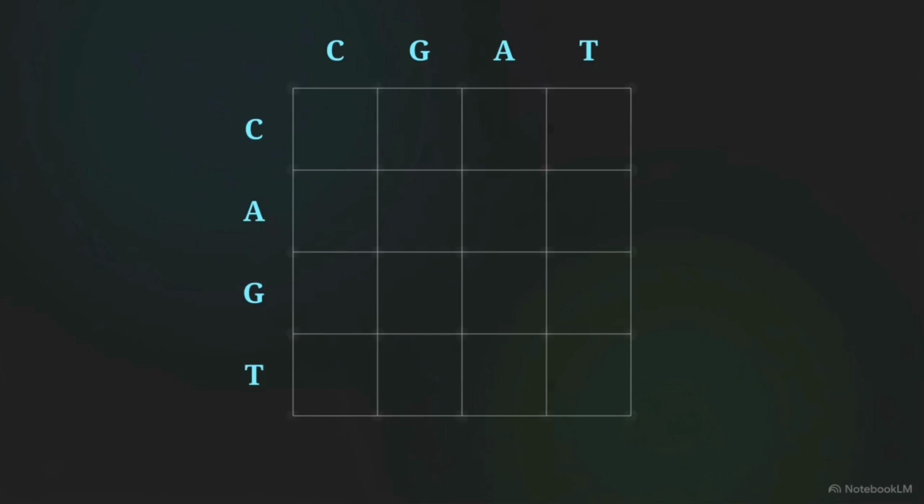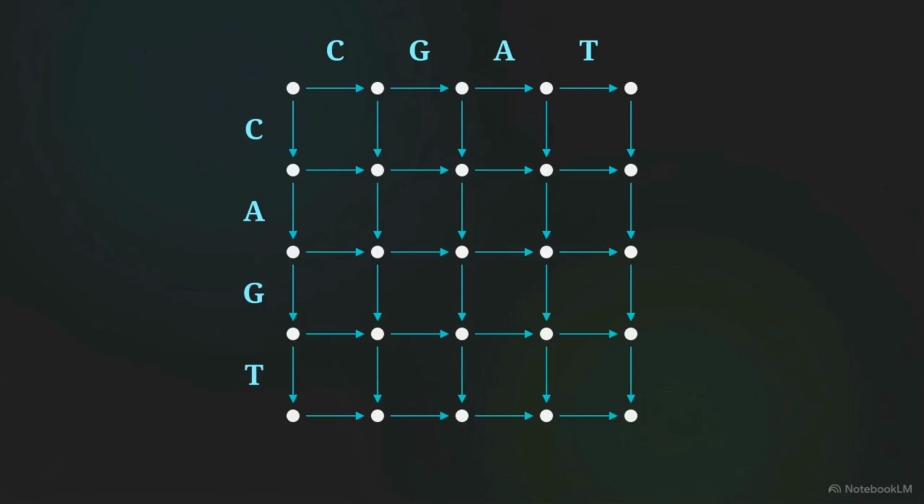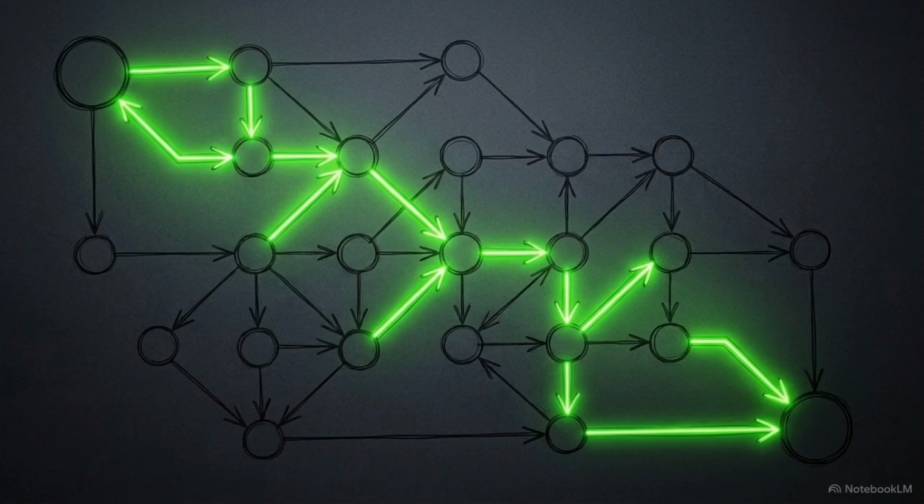Under this model, sequence alignment is a shortest path problem. The task is to route the most efficient traversal from the source to the sink within a directed acyclic graph. Because the cost of any cell depends only on its immediate neighbors, we do not actually need to store the entire history of the matrix.